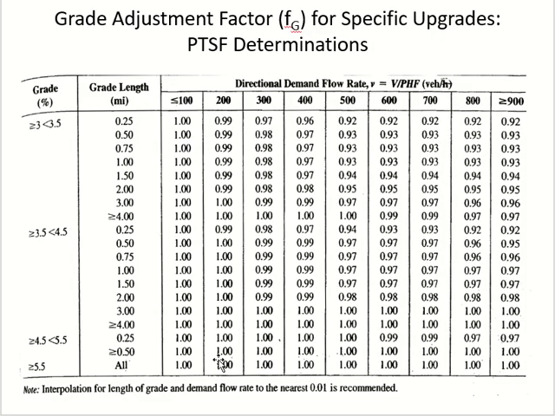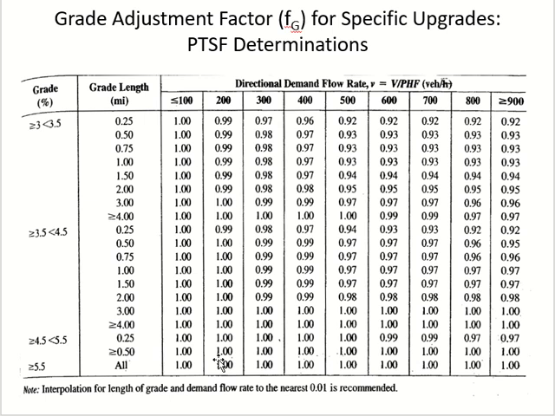This table is for upward gradient. Fg for downward gradient is the same as level. There is no table for downward here. There is no value less than 0 here. If you have upward gradients, you can use the table directly. If you have downward gradients, you will take it as level. Okay? Clear?